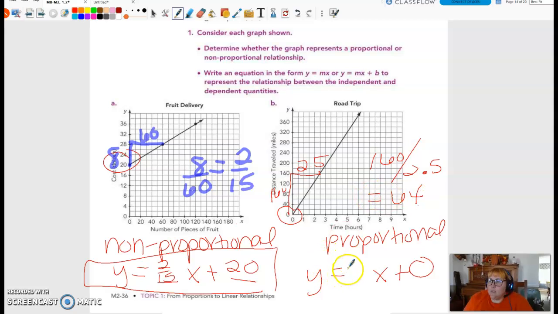So my slope is 64. So you can write it as 64x plus 0 or y equals 64x. They both mean the exact same thing. Okay? All right.